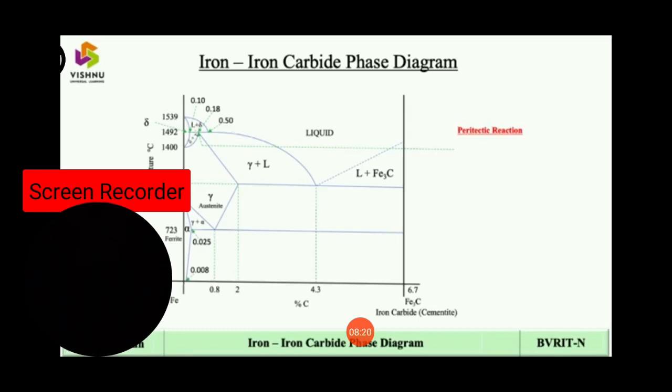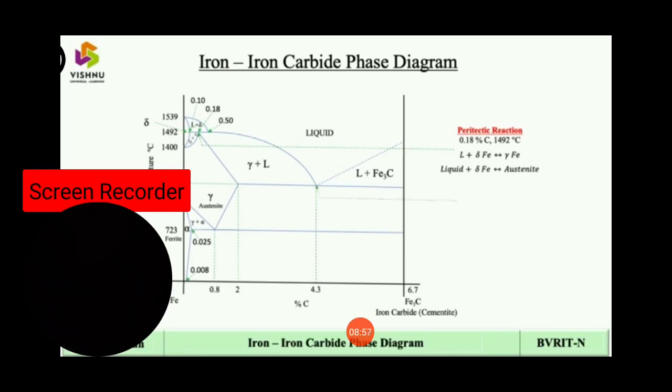This peritectic reaction occurs at this point here. At 0.18% of carbon and 1492 degrees centigrade, the liquid plus delta iron will combine to form a new solid, which is called gamma iron. That is, liquid plus delta iron gives rise to austenite. This is our first invariant reaction occurring in the iron carbide phase diagram.